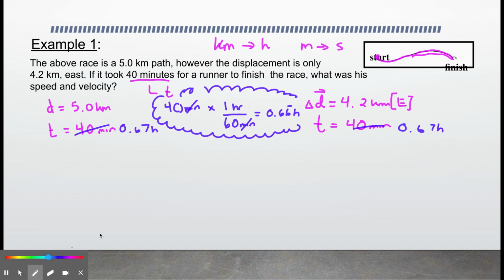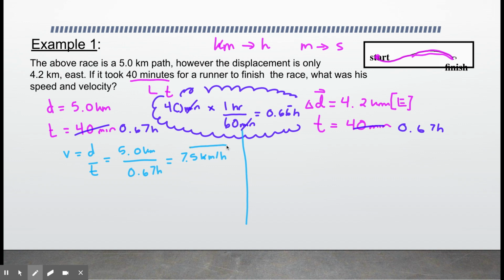So calculating, write the formula. V is equal to D over T. No arrows are needed because these are scalars. So D is 5.0 kilometers divided by 0.67 hours. And I should get 7.5 kilometers per hour. And that is my speed.